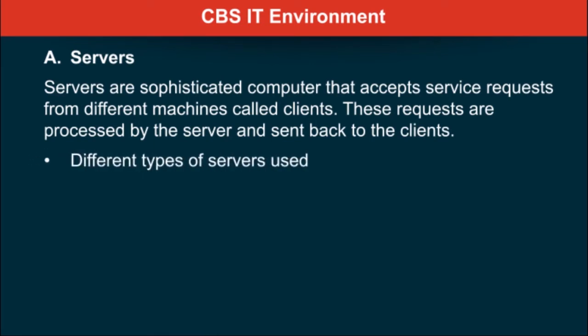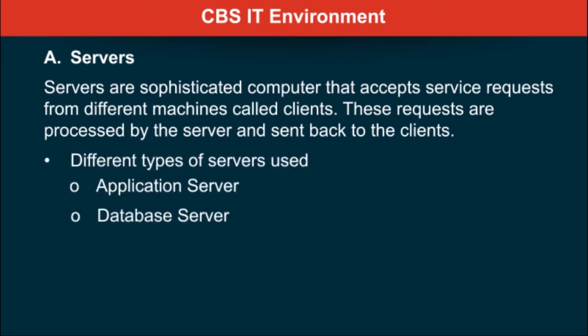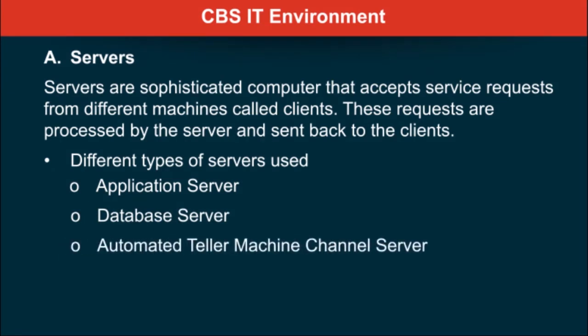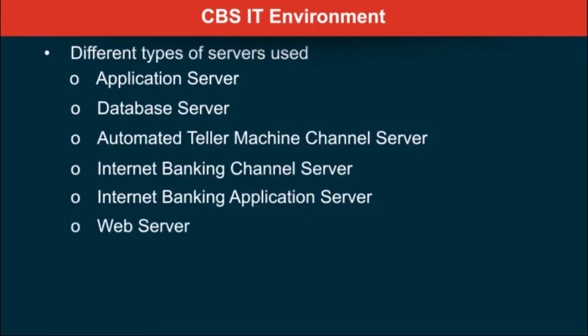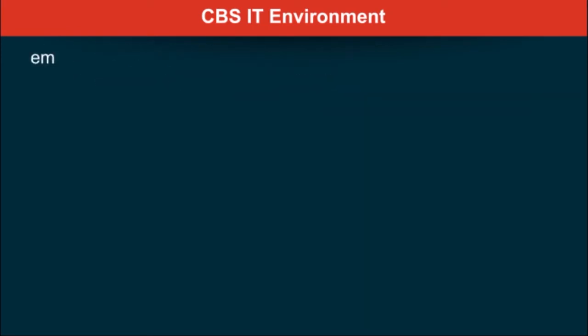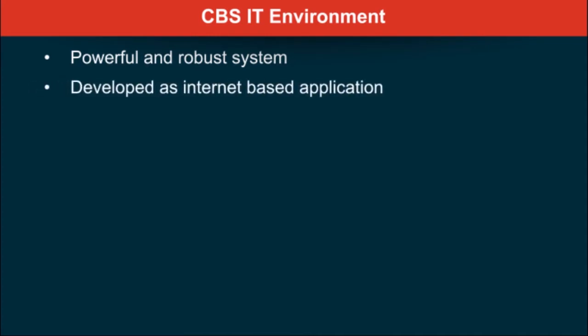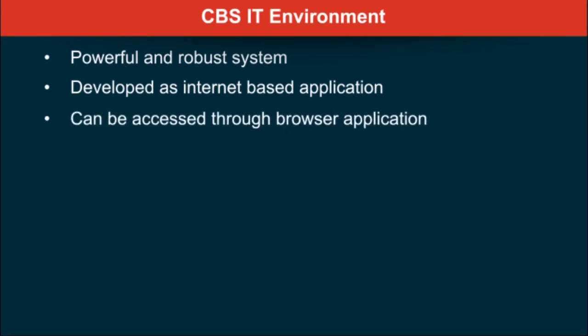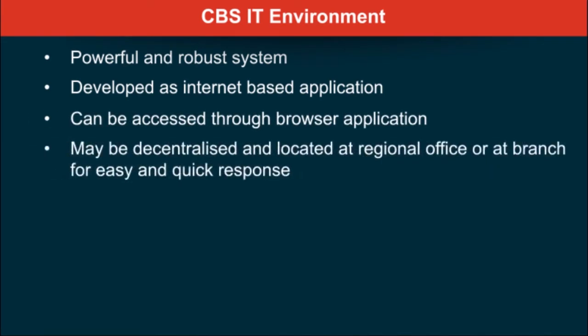So different types of servers you have: application server, database server, ATM channel server, internet banking channel server, internet banking application server, web server, proxy server, antivirus software server. All kinds of servers you have for different types of purposes, right? It's a powerful and robust system. It should be developed as internet based, because everything works on internet nowadays. It can be accessed through a browser application, and may be decentralized. It can be located at the regional office also, at the branch, for easy and quick response.